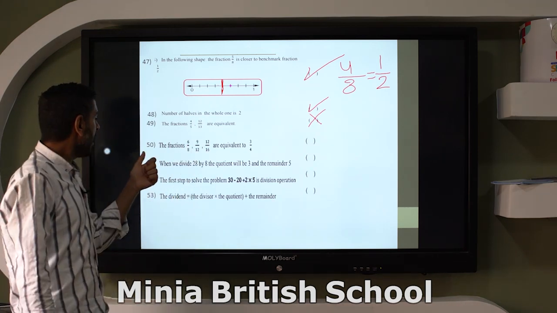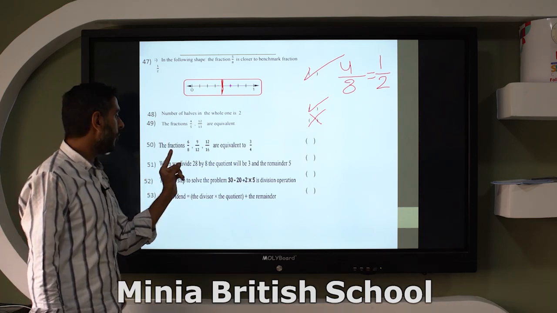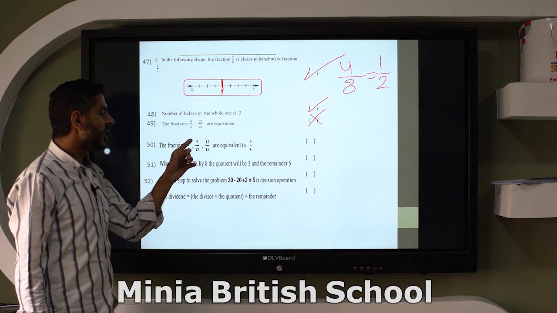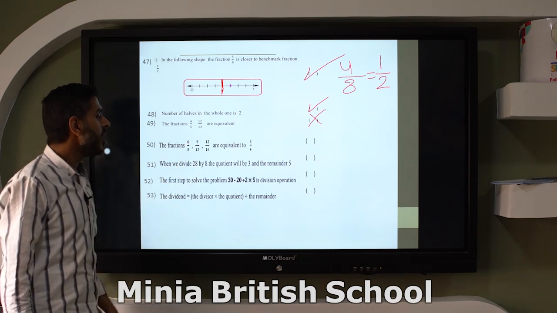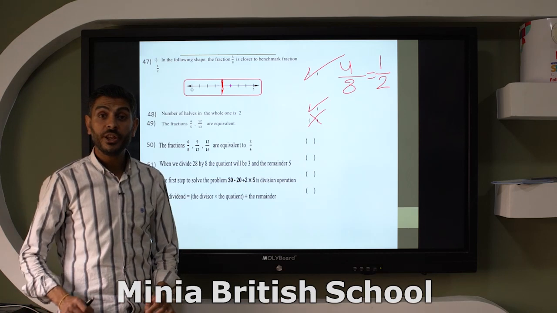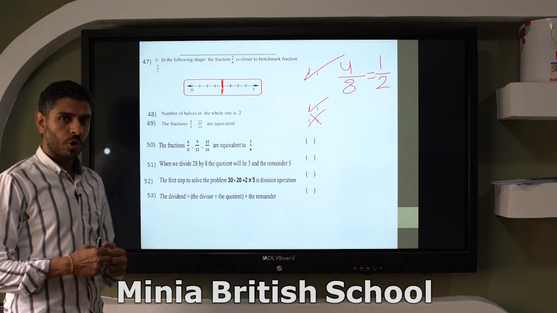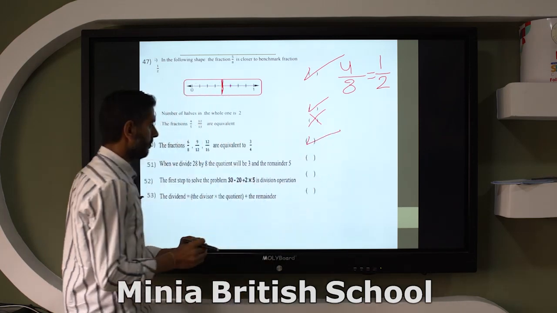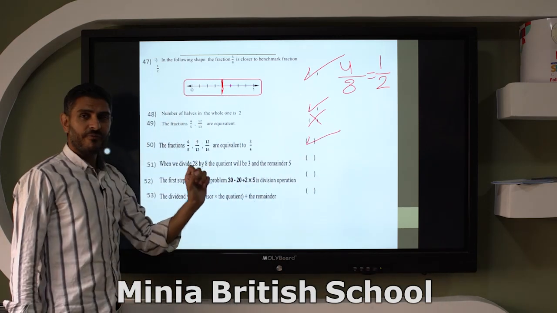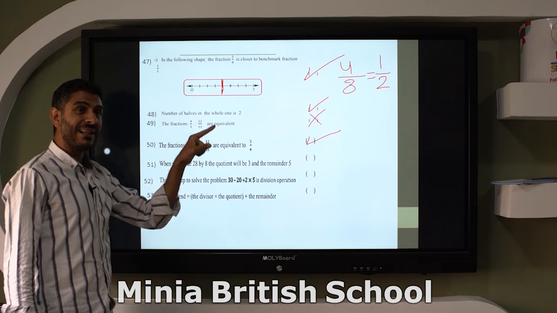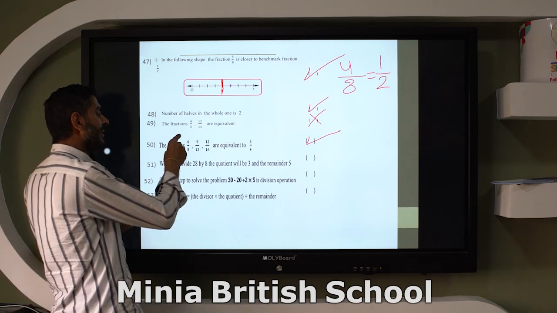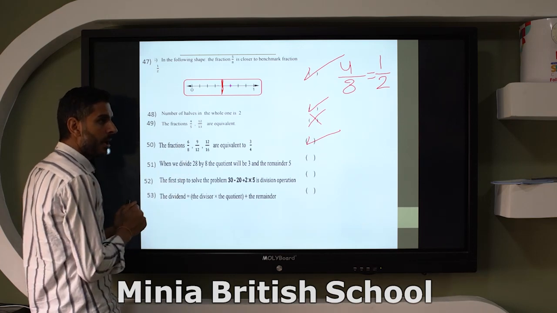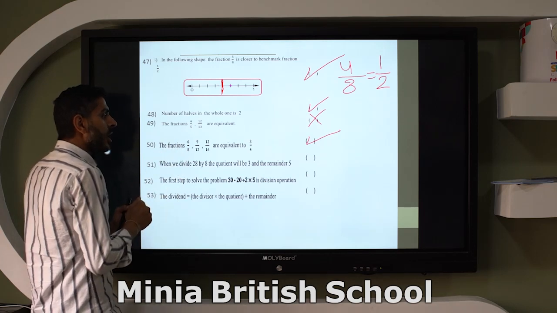Number 50. The fractions 6 over 8, 9 over 12, and 12 over 16 are equivalent to 3 over 4. Right or wrong? It's right. How come? 3 over 4 multiplied by 2 up and down. 3 times 2 equals 6. 4 times 2 equals 8. So right. First fraction right.